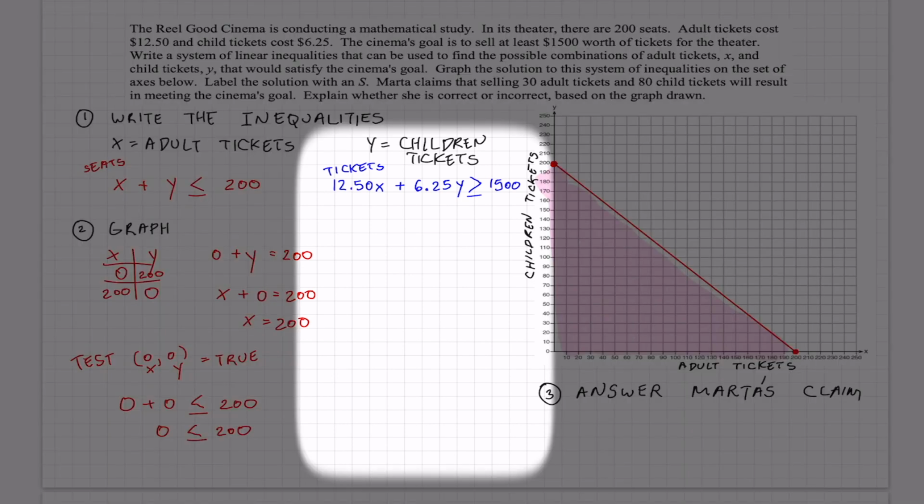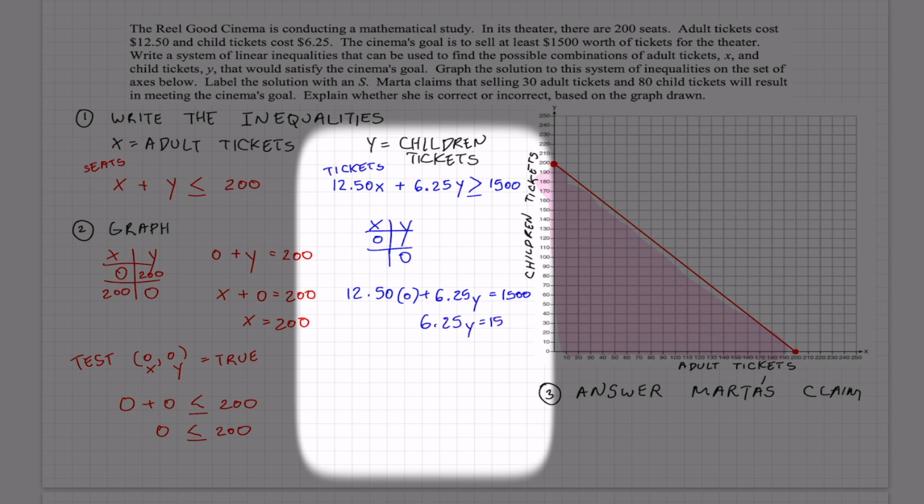The blue inequality requires a little bit more work, but it's not that bad. We're going to do the same thing and create an x, y table. To get my first coordinate, I replace x with 0 in the original inequality. So that's going to be 12.50 times 0 plus 6.25y equals 1500. We don't have to put the inequality. I don't want you guys to get confused. We're just trying to get some points right now.